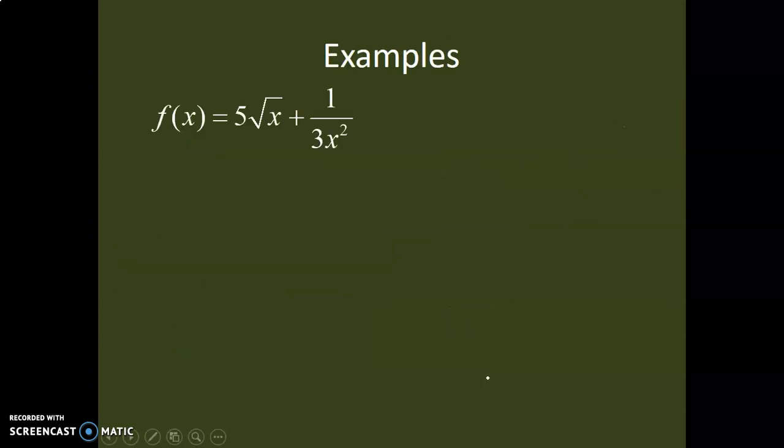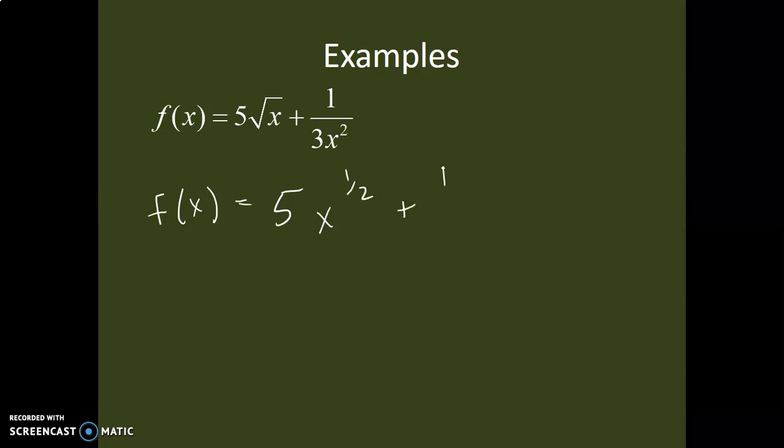All right. Here's another example. Just this one has roots. So how do we turn roots into exponents? If we think back to Algebra 2 or Pre-Cal, basically we can rewrite this problem as 5x to the 1/2 power plus 1/3 x to the -2 power. Anytime you have negative exponents, anytime you have exponents on the bottom, you want to bring them to the top and make them negative. Anytime you have a root, you can rewrite it as an exponent.